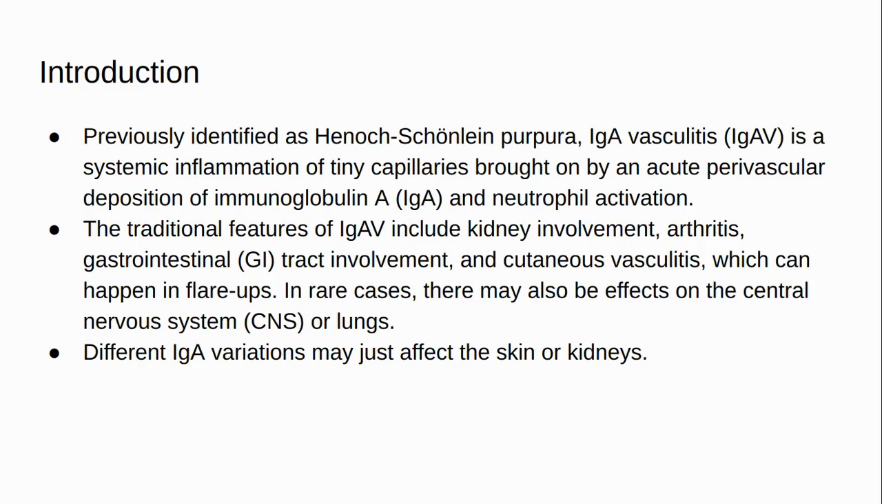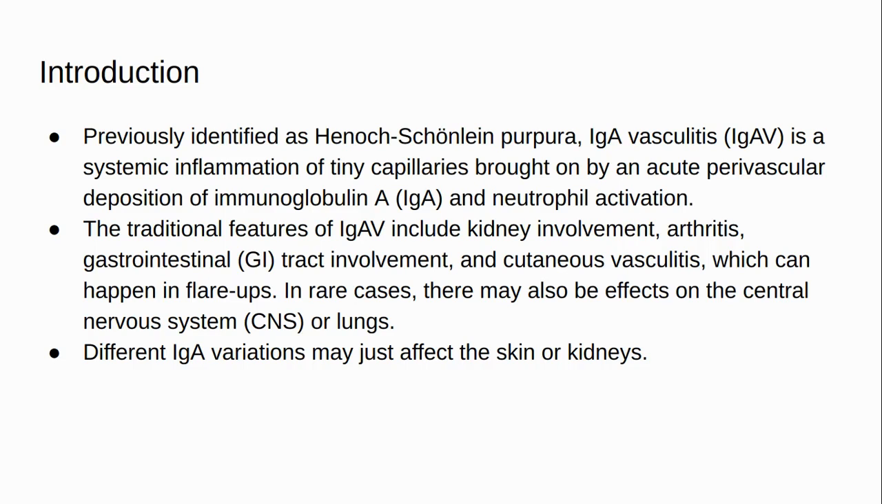Today, we're delving into the fascinating realm of IgA vasculitis, a condition previously known as Henoch-Schönlein purpura. This disorder involves a systemic inflammation of tiny capillaries, triggered by acute perivascular deposition of immunoglobulin A, IgA, and neutrophil activation. The traditional features of IgAV include kidney involvement, arthritis, gastrointestinal, GI, tract involvement, and cutaneous vasculitis, which can happen in flare-ups. In rare cases, there may also be effects on the central nervous system, CNS, or lungs.